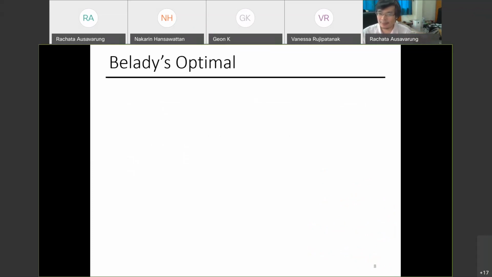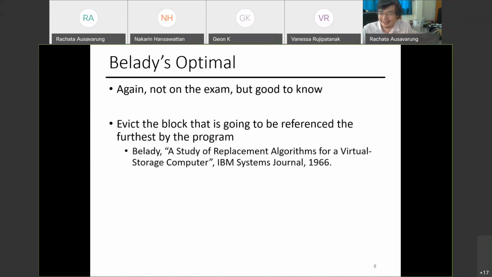Another topic that you might come across in the future is called Belady optimal. Belady is a person's name. She wrote a paper on caching, and the paper is about ideally, this is the magic policy, and the key idea is that essentially you want to kick out the cache block that's going to be referenced the latest, right? That's it. That's the terminology.